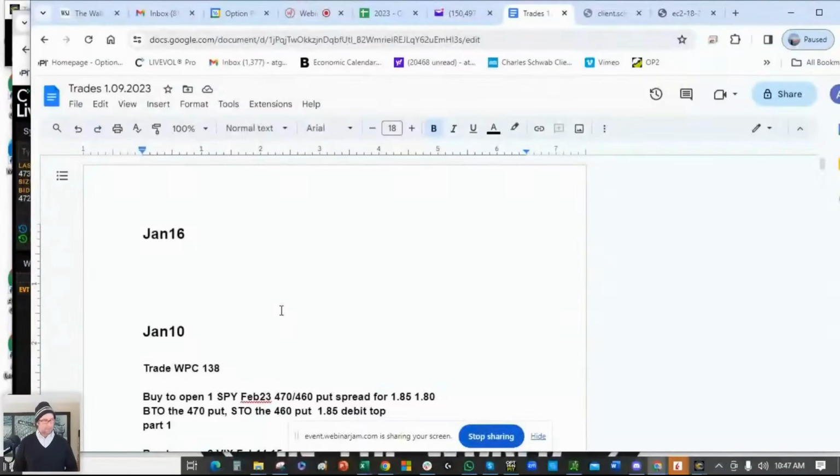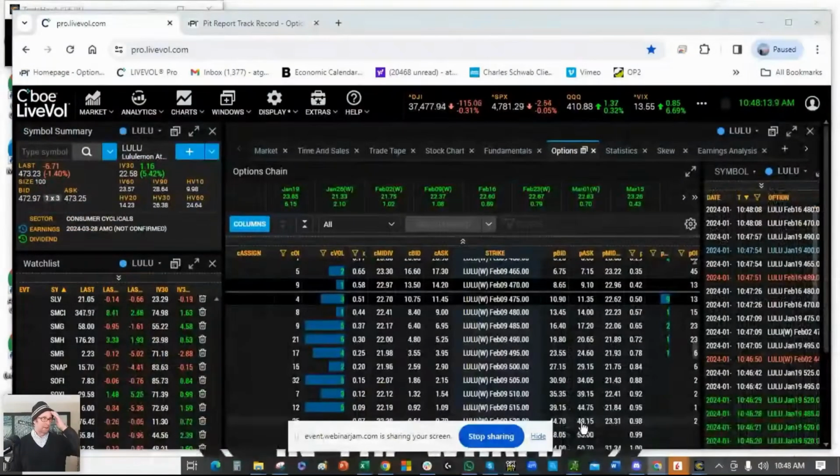So we're looking at a Lulu. Again, I like about a month on these. Nothing really crazy. So I would buy to open one Lulu. Now I'm going to do one check here before to make sure that we're within range. They're saying the strangle here is around $20, $22. The 500 might be a bit of a bridge too far.